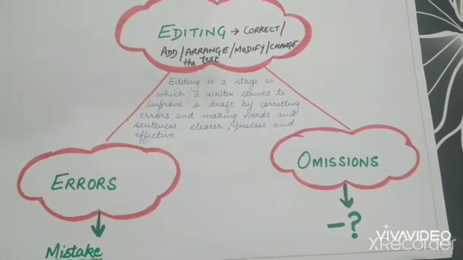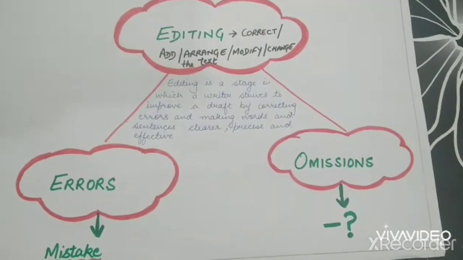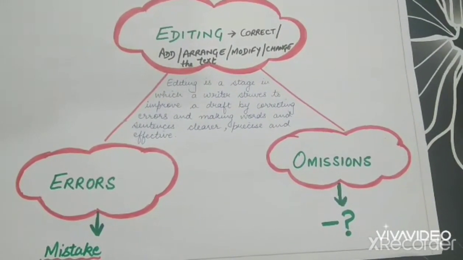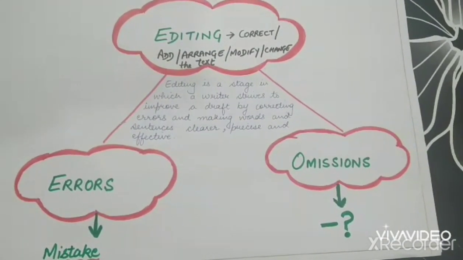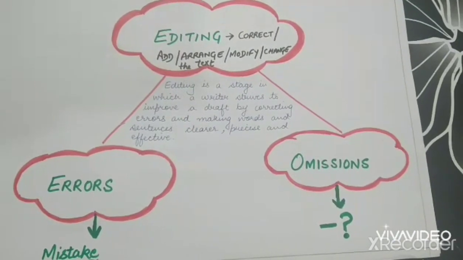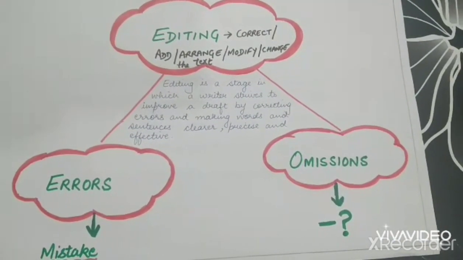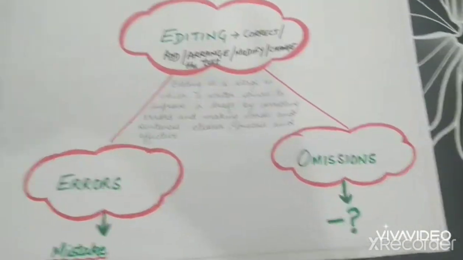Editing is of two types, that is, editing errors and omissions. We have already learnt editing errors, in which we learnt how to find the mistakes and correct them. Now, what are editing omissions? This you will learn by watching this video.